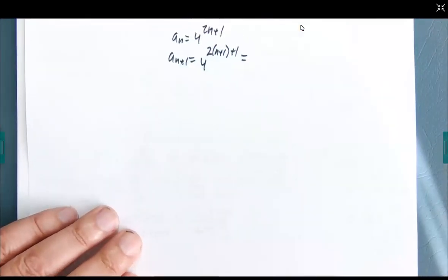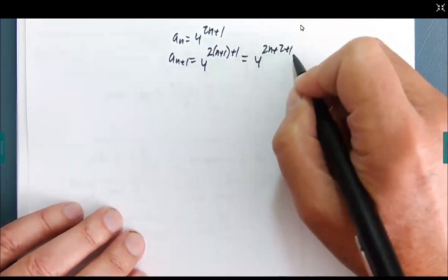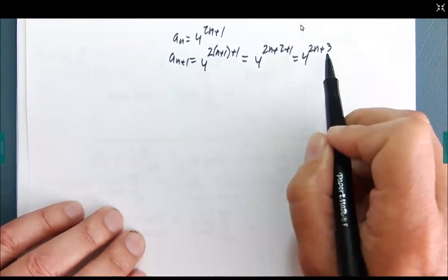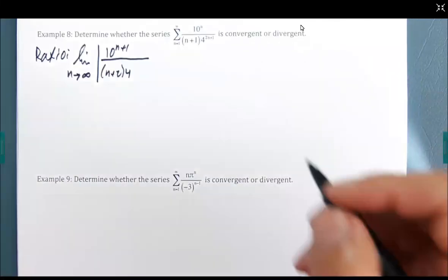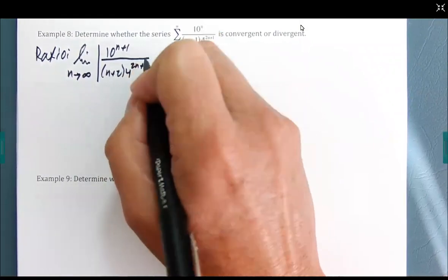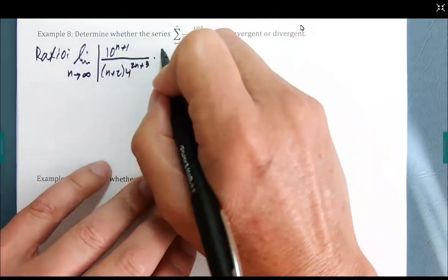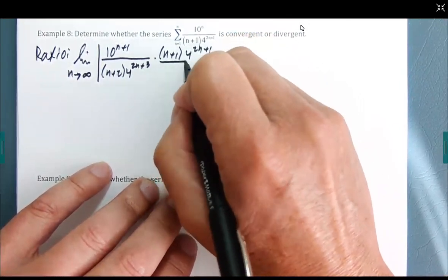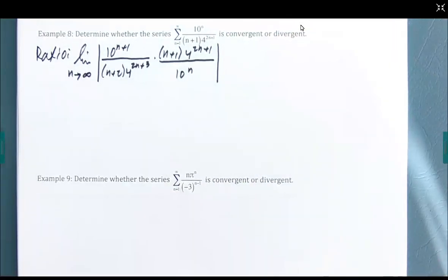Now that gets a little bit messy. Notice it goes from 1 to 3 when I increment n by 1, because we have to do the distributive property and combine terms and stuff. So this becomes 4 to the 2n plus 3 times the reciprocal of that. That is messy, but that's okay. So let's break this down a little bit.